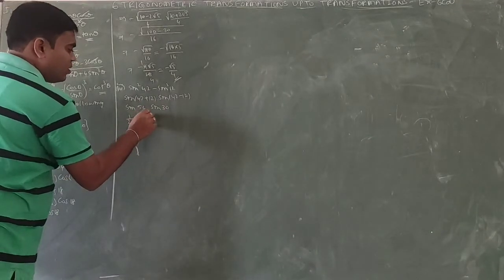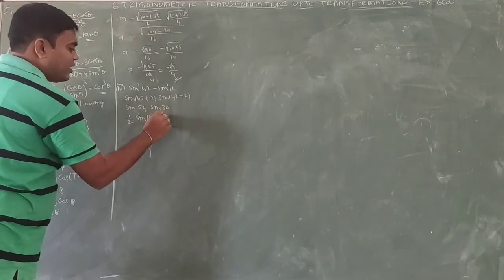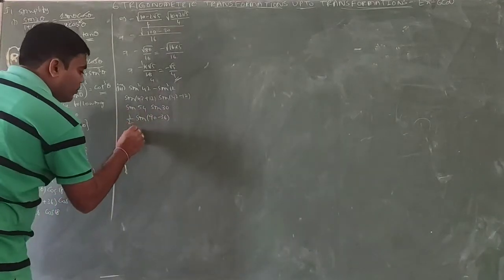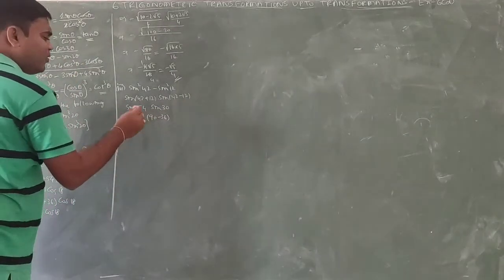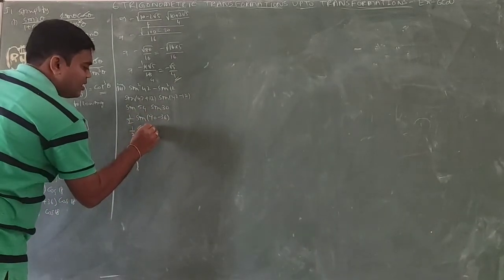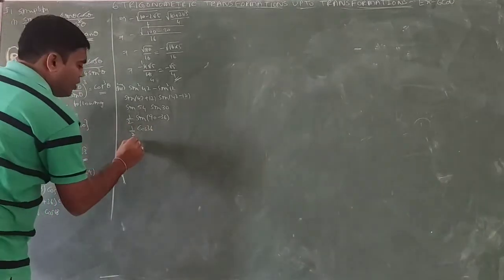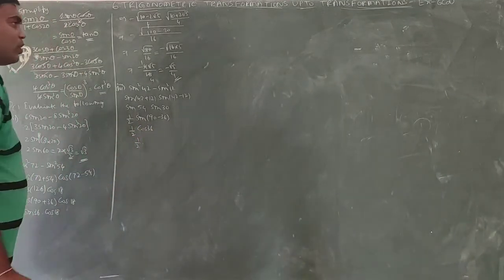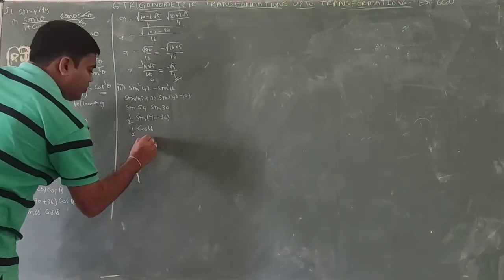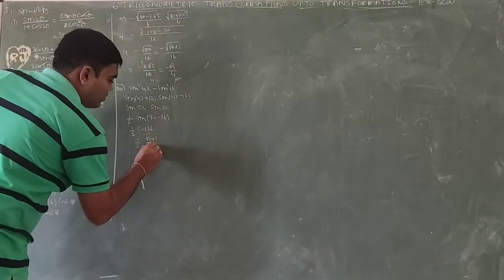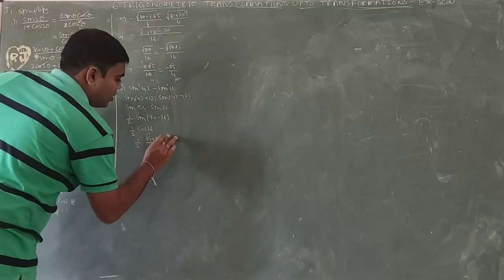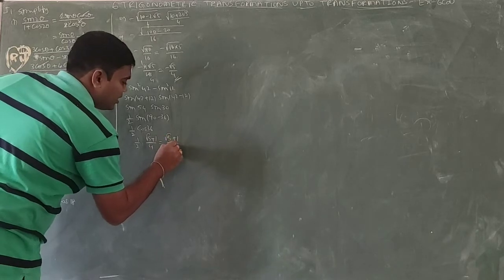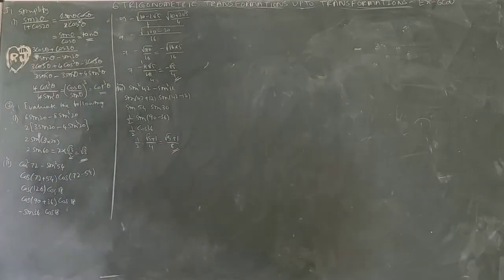Sin of 54, I want to write as 90 minus 36. So 1 by 2, and sin of 90 minus 36 will become cos 36. So 1 by 2 into cos 36, and cos 36 is (root 5 plus 1) by 4. So (root 5 plus 1) by 8. This is the required solution.